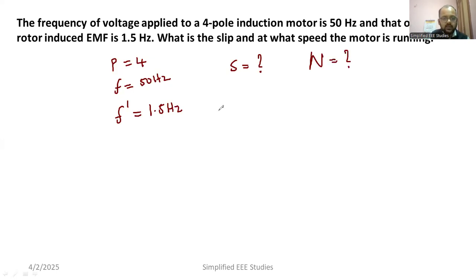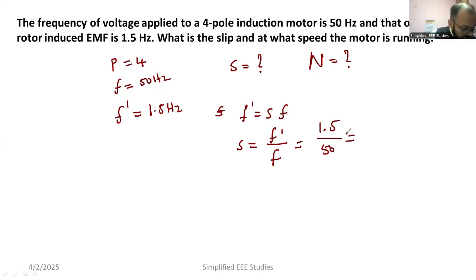You already know that F dash is equal to S into F. So from this I can calculate slip. That means S is F dash upon F. F dash is 1.5. What is the supply frequency? Supply frequency is 50. Kindly use the calculator and compute. How much are you getting? Yes, I'm getting 0.03. Please do verify the answer.